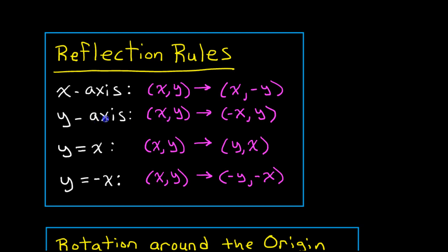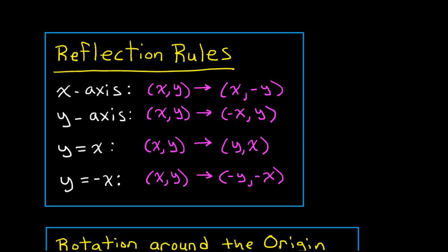If you are reflecting over the y-axis, the point becomes (-x, y), the opposite of x and then y. If you are reflecting over the line y equals x, the point becomes (y, x). In other words, the x and y just switch places. And if you reflect over the line y equals negative x, the point becomes (-y, -x), the opposite of y, opposite of x. So they switch places and they change signs.